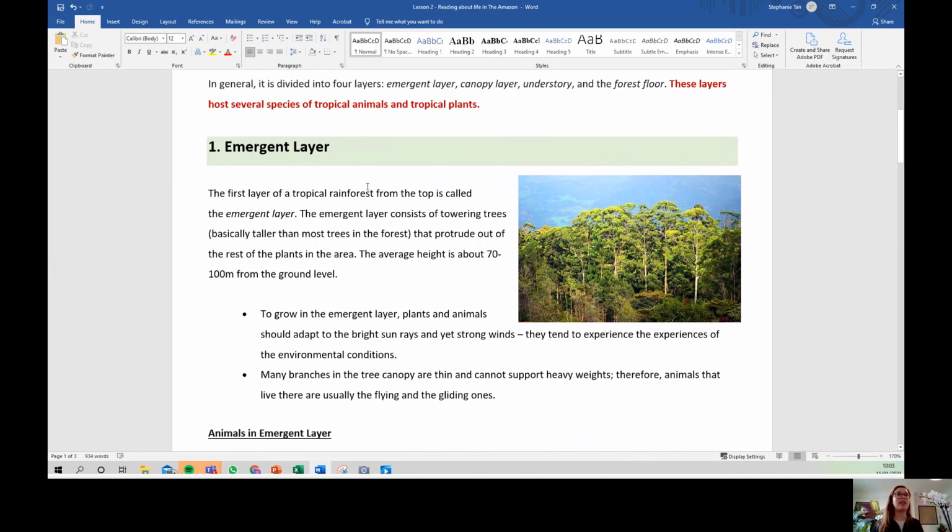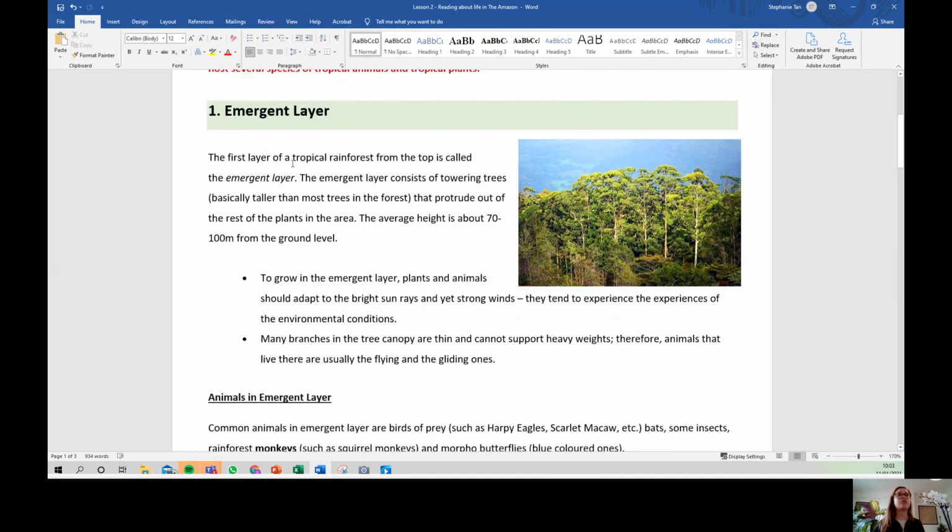Let's start with the emergent layer. The first layer of a tropical rainforest from the top is called the emergent layer. The emergent layer consists of towering trees, basically taller than most trees in the forest, that protrude out of the rest of the plants in the area. Protrude is growing through the top, as we can see in this picture here. The average height is about 70 to 100 meters from the ground level.